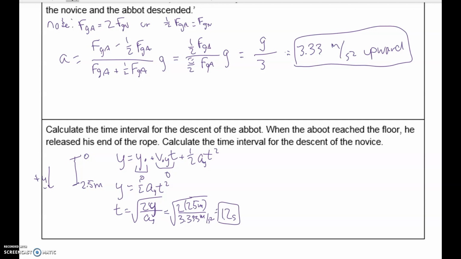Now, calculate the time interval for the descent of the novice. The prompt says that when the abbot reached the floor, he releases his end of the rope. So the rope is now slack, it's not taut. This means that tension is now 0, there's no tension in the rope. Therefore our novice is in free fall, since the only force acting on him is gravity.